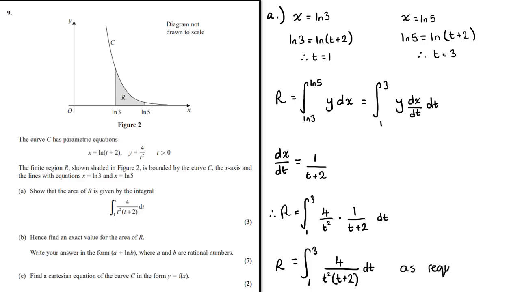So that gives us the first 3 marks there. Hopefully not too bad. But if you couldn't do part A, you don't need to panic too much. You can still go on to answer part B and part C. Okay, so that's part A done. Let's clear this now so we can have a go at part B.